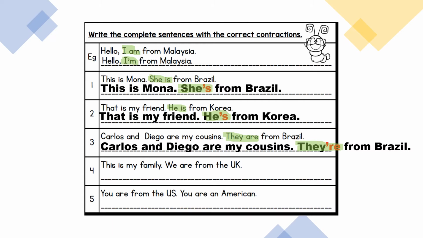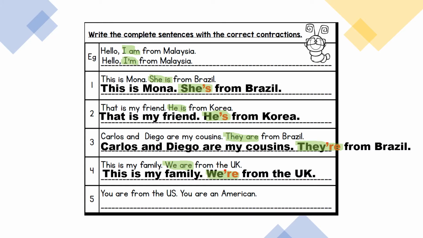For number 4, this is my family. We are from the UK. So where is the pronoun? We are. This one is the pronoun. So we should answer, this is my family. We are from the UK.